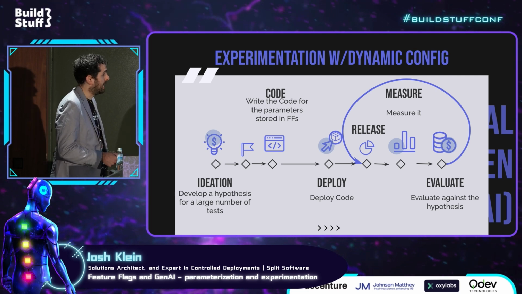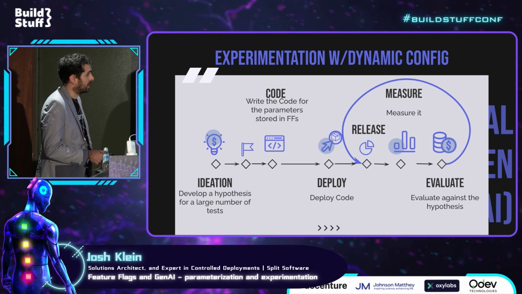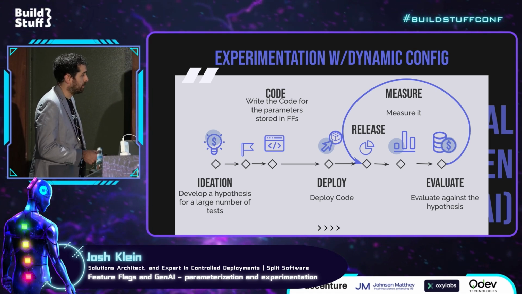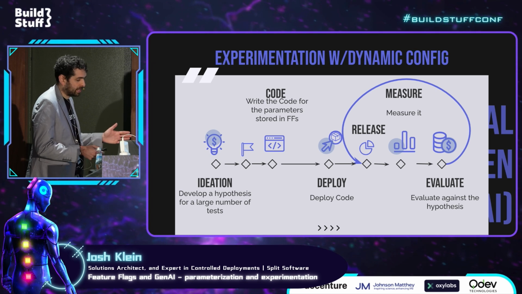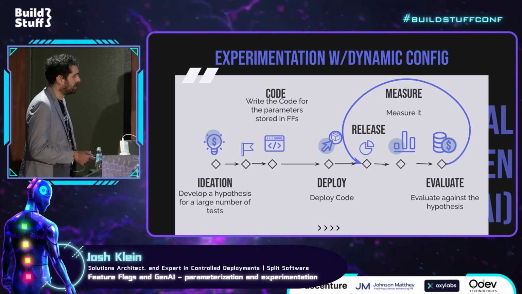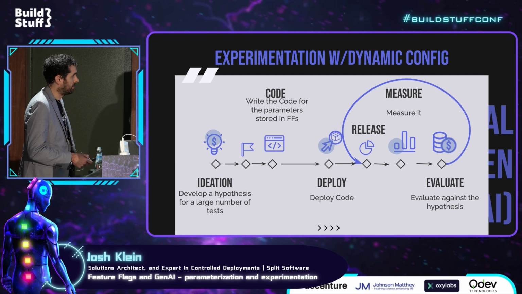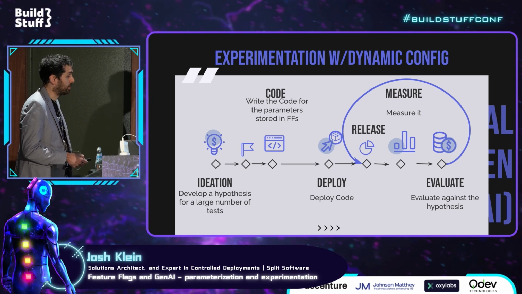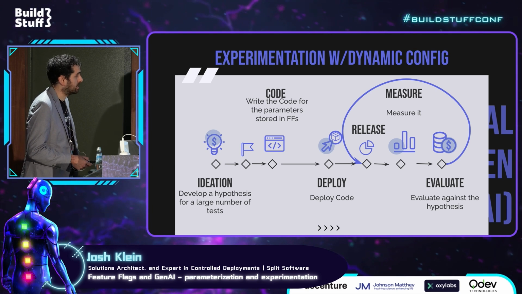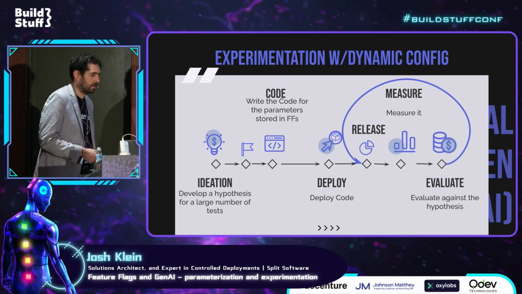You put it behind a flag, you deploy the code, and then all of a sudden you don't have to deploy again. You don't have to code again. You can just keep measuring, and the cycle is reduced pretty significantly, because now you evaluate, measure, release, evaluate, measure, release, and the release doesn't have to go through a deploy process. It's just changing parameters in the feature flagging system. So that saves a bunch of time and allows for more rapid iteration.